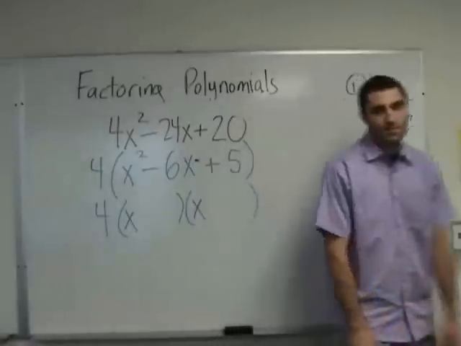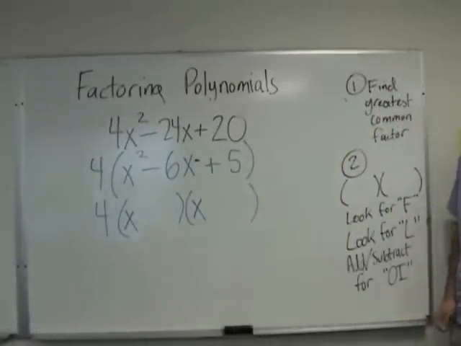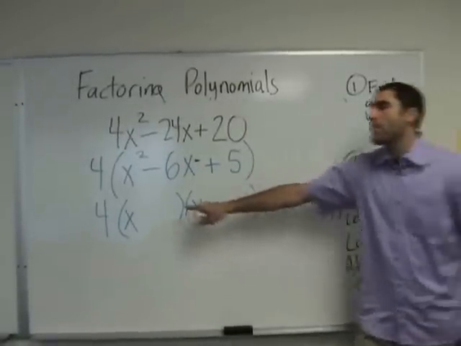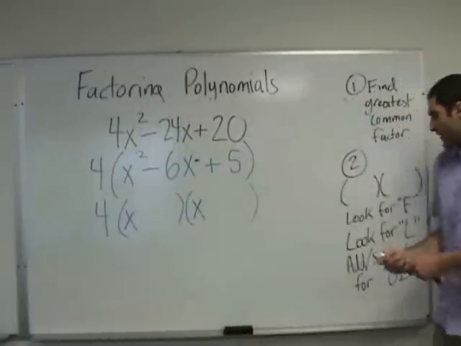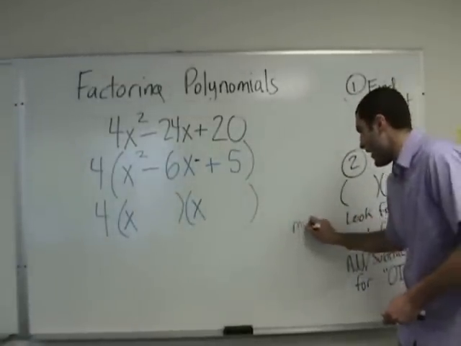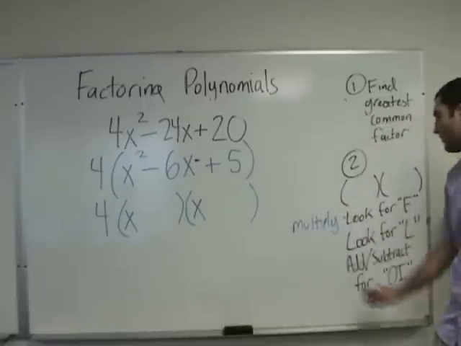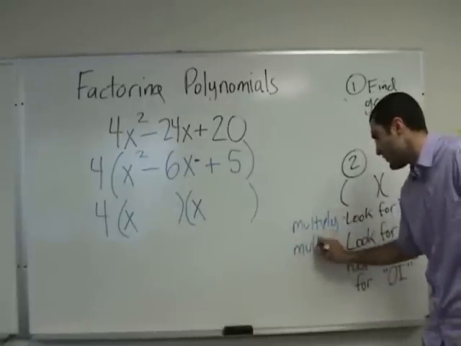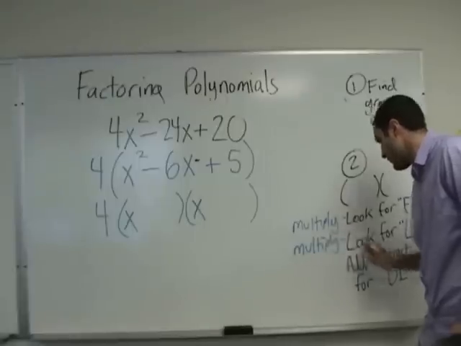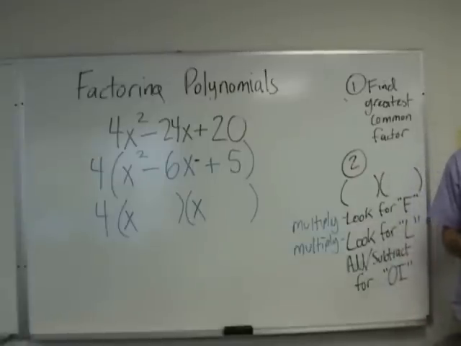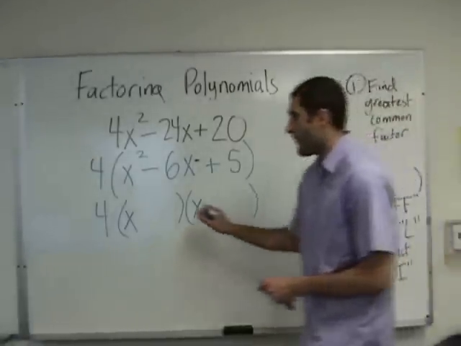In the last problems we've done, look at your paper. It multiplies to the first term, it multiplies to the last term. Multiply L, and then add or subtract to get negative 6x. So what multiplies to 5? 5 and 1.